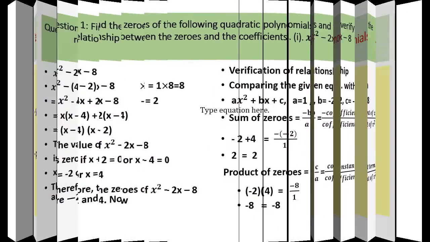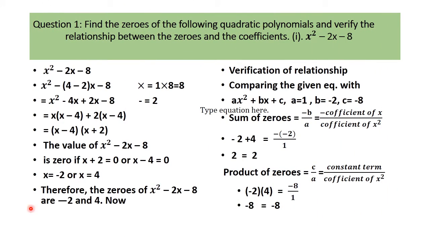Next, now we will take question first of exercise 2.2, and this is the first part of question first. Find the zeros of the following quadratic polynomial and verify the relationship between the zeros and coefficients. So this is the quadratic polynomial. Now we will break the middle term and then we get two factors.